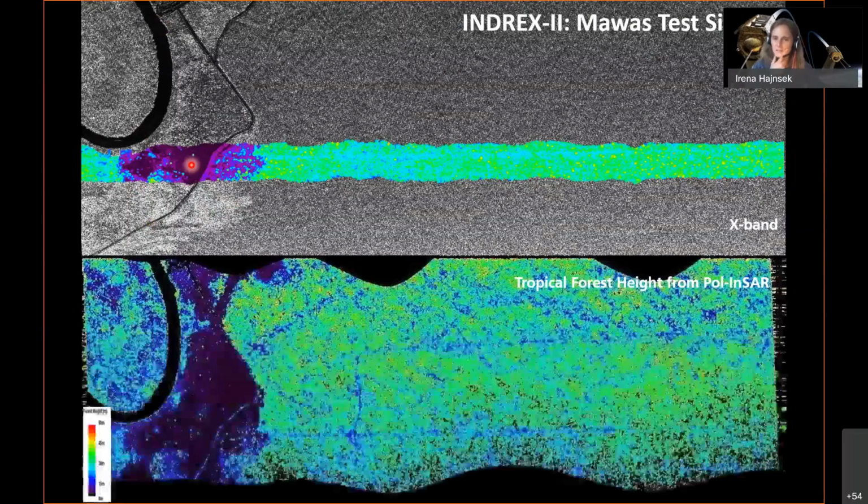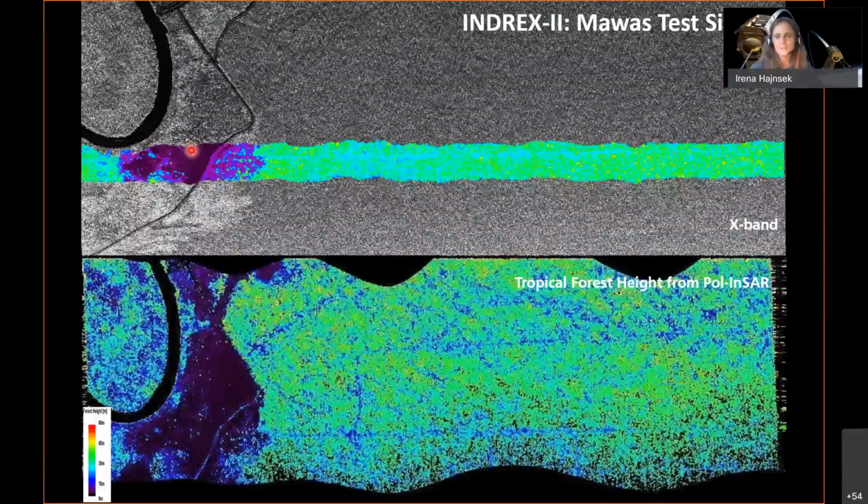This is an estimate using, again, Pol-InSAR with a line fit. This is the height extracted from L-band. And what you see on this height image, compared to the sigma 0 image seen in the upper part, is that there are really differences. So it's not as homogeneous as it seems. We really see some difference.